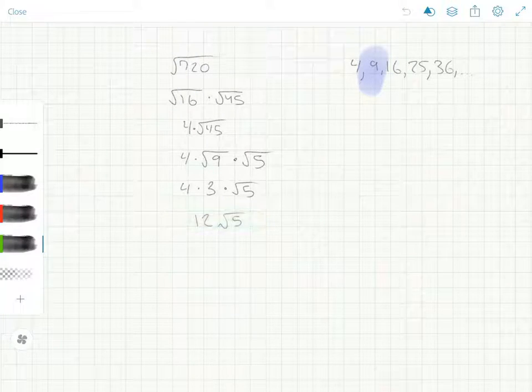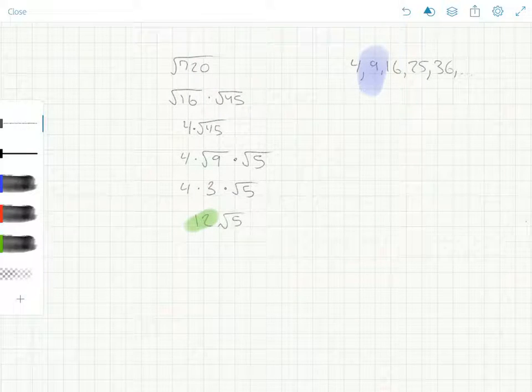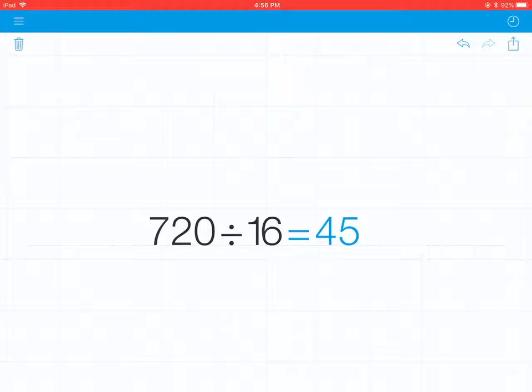And since we ended up with a 12 right there, that leads me to believe that I could have started out by doing 720 divided by 144.